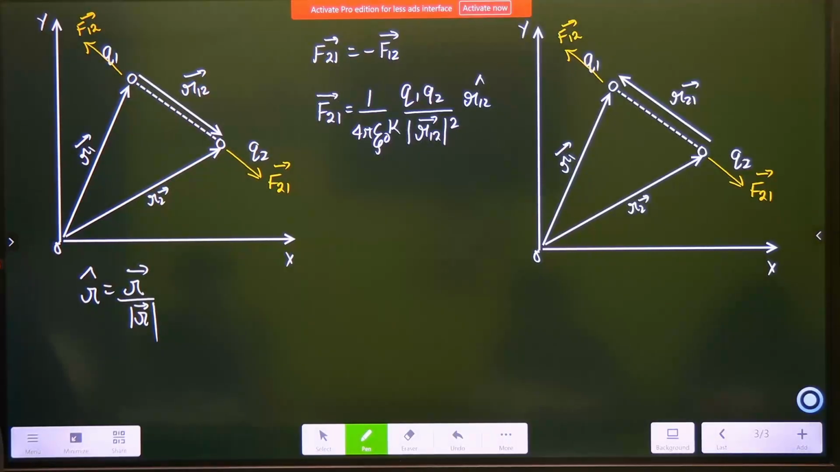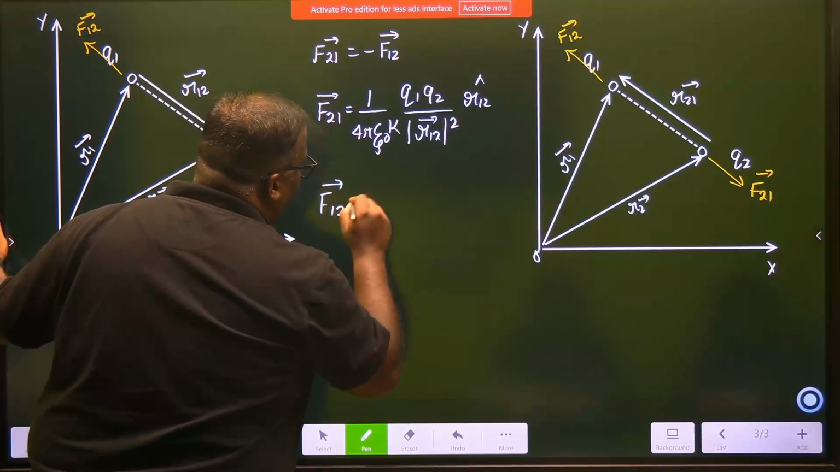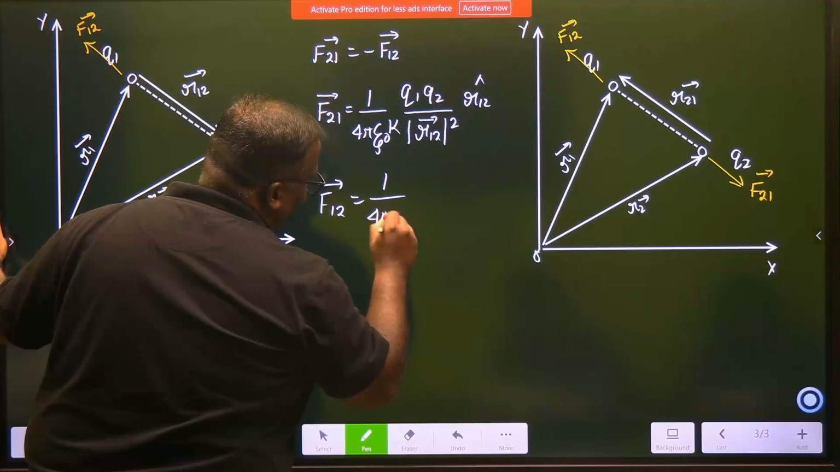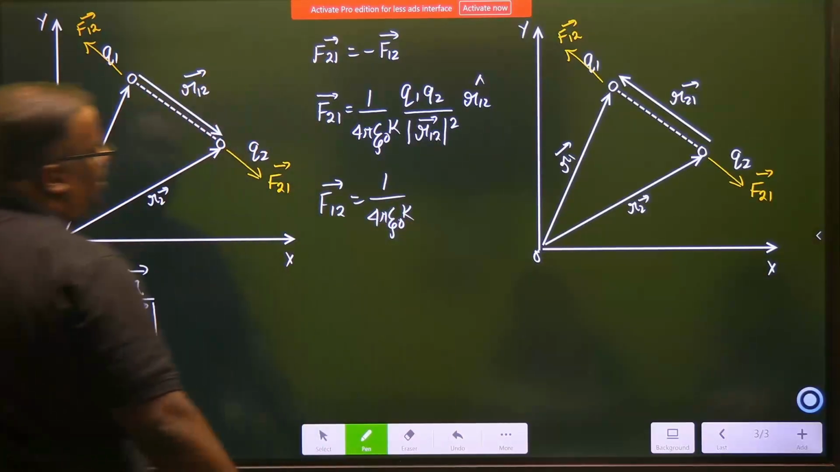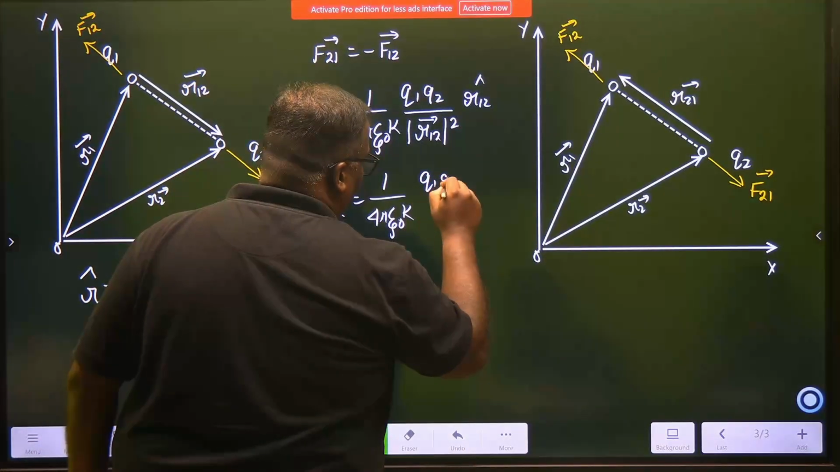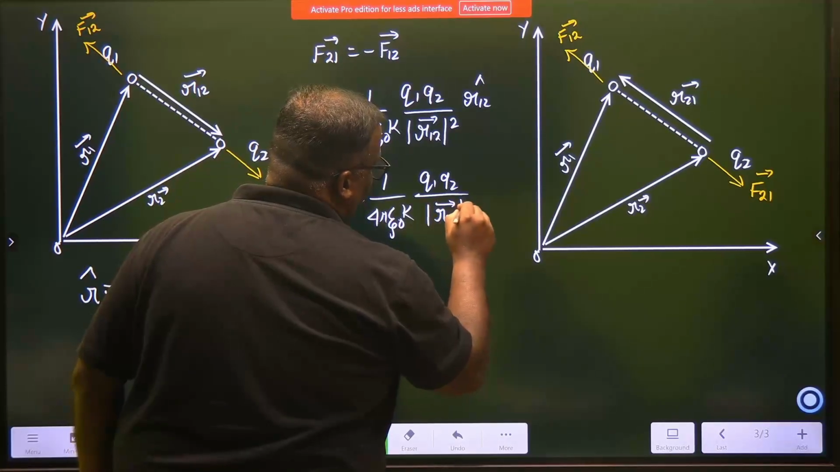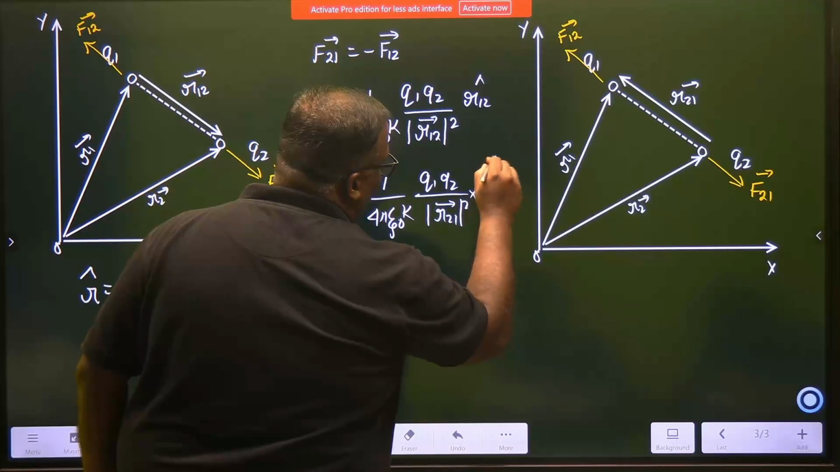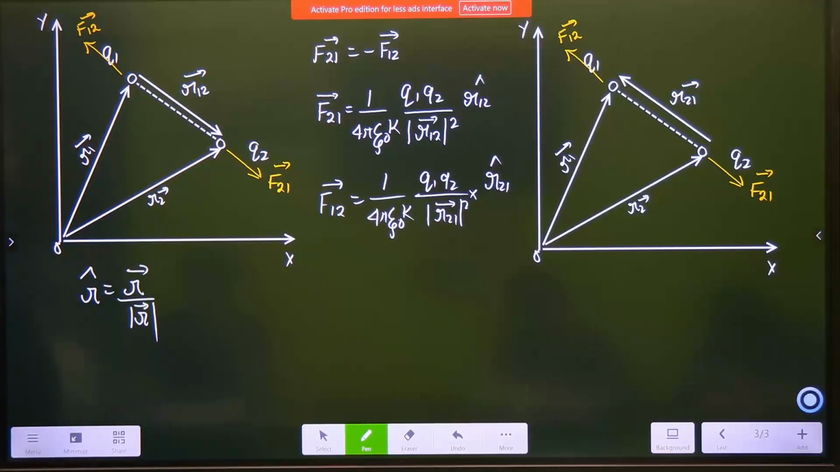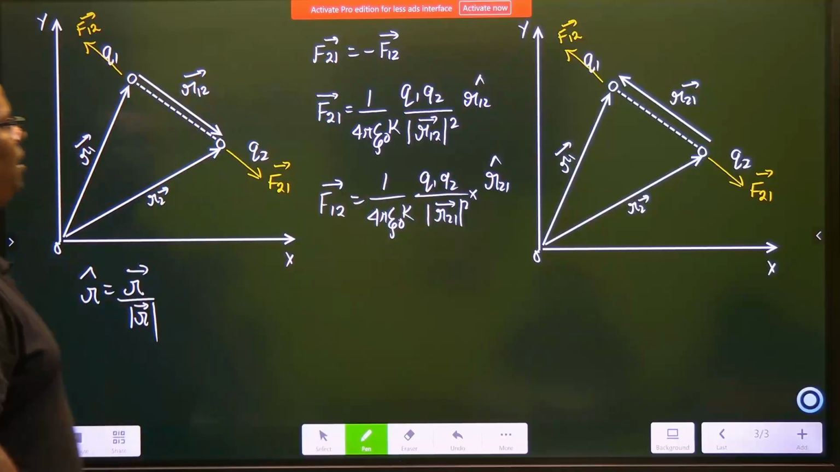So similarly, if I take the force F21, I would write this as 1 upon 4 pi epsilon naught K, K being the dielectric constant between the two mediums, and the scalar product of the two charges, and this time it will be the R21 vector square, and you need to give a direction, so it will be R21 cap. Understood? Do you want me to derive again that R21 and R12 are opposite to each other? If you want, you can do that again.